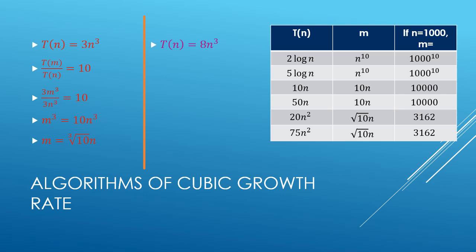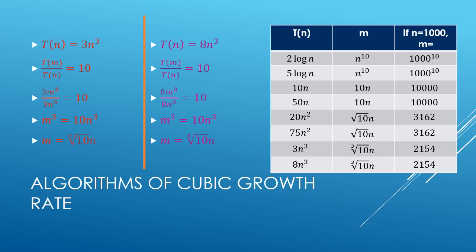My second algorithm has a running time of 8n cube, and again we come to the same conclusion. So for cubic growth rate algorithms, if the previous machine was processing 1,000 data items in an hour, a 10 times faster machine is only processing 2,000 data items in the same hour, which is not impressive.